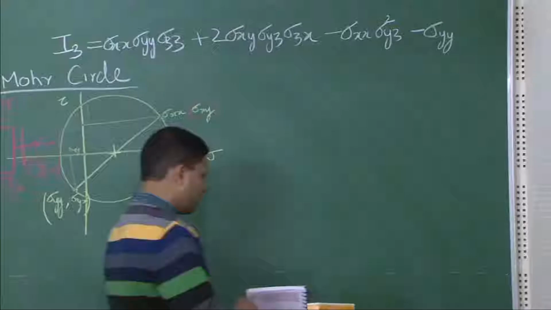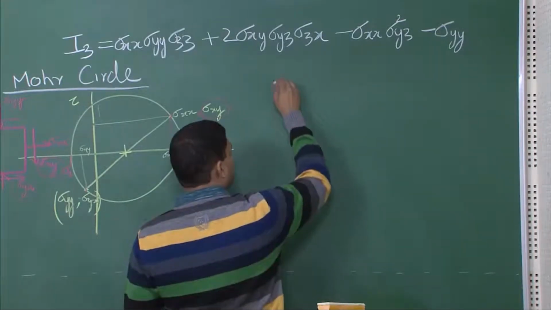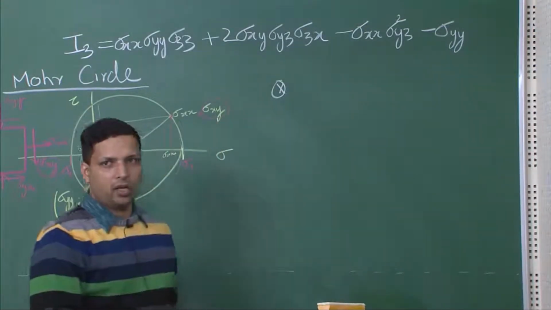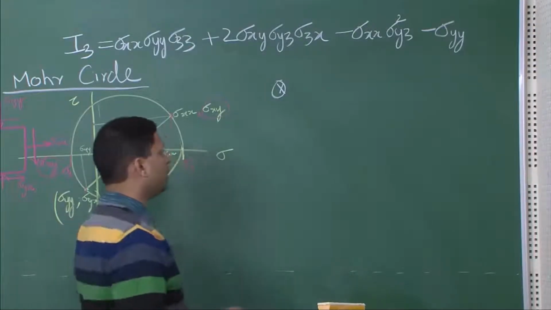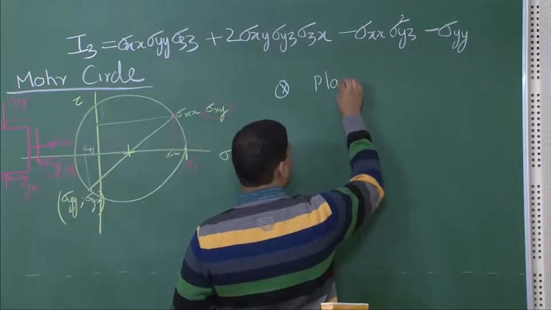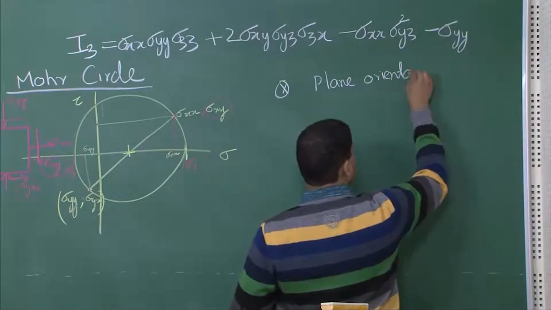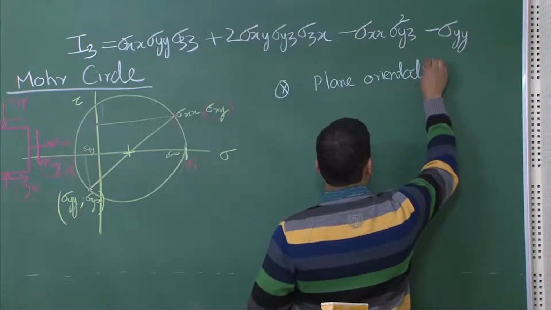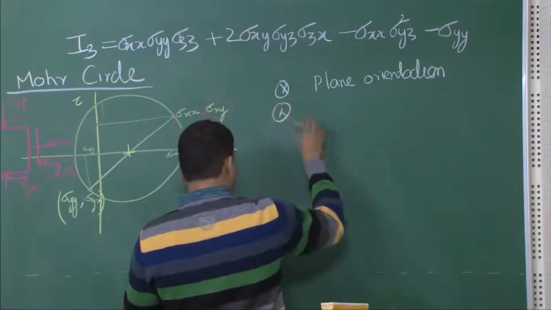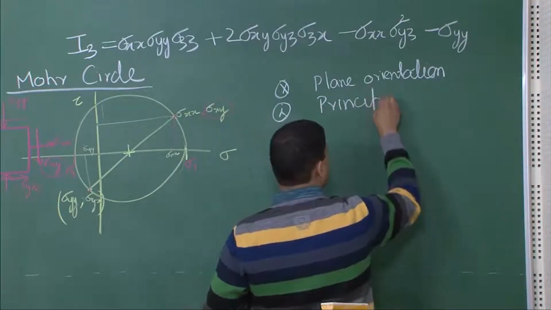and to put it in perspective, or to formalize it, let us write down what are the things that we can find out as a result of the Mohr circle. So, we can find out plane orientation. We can find out principal stresses from this.